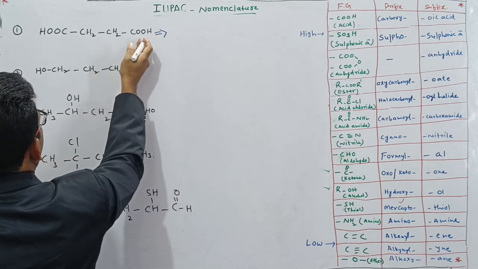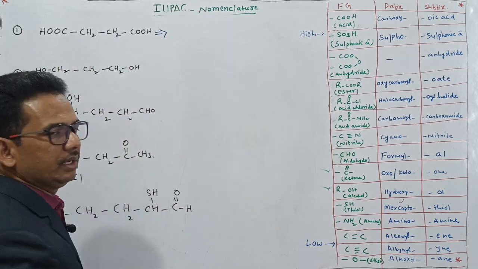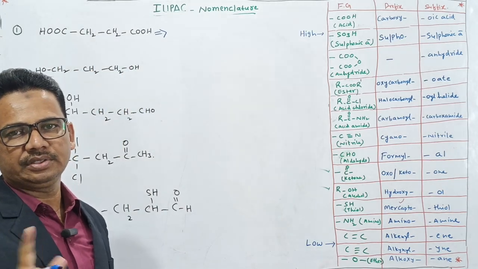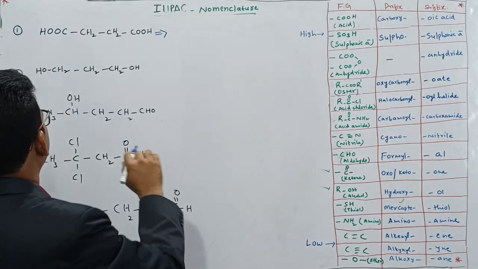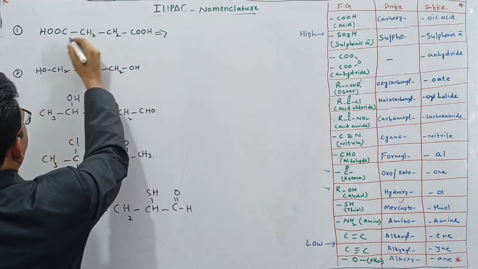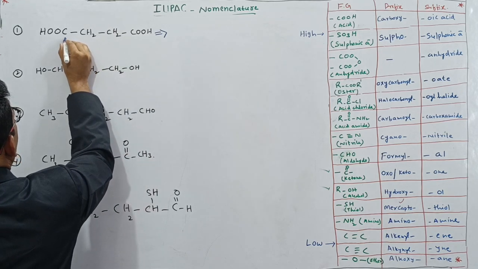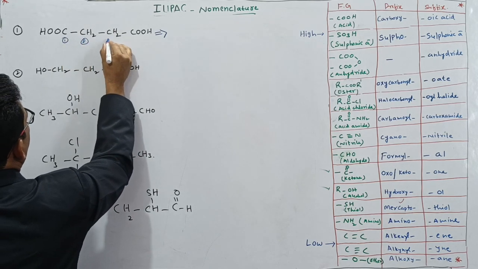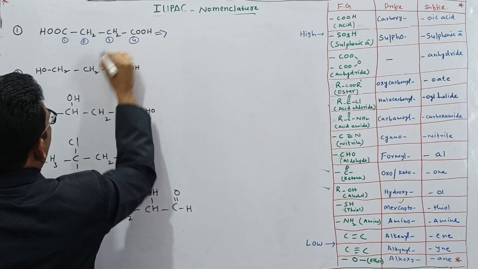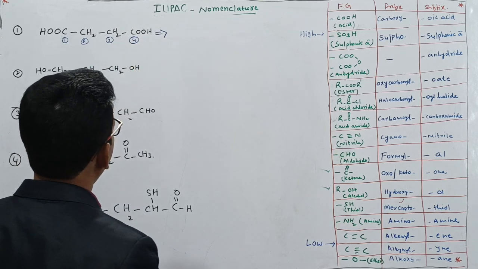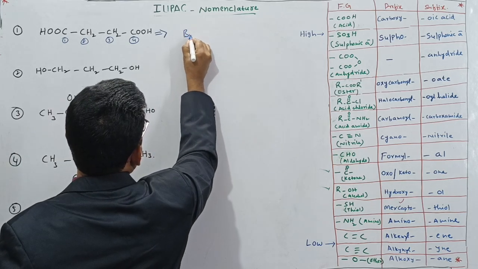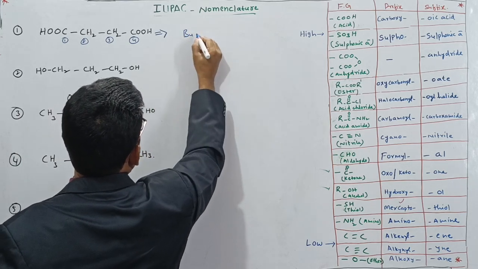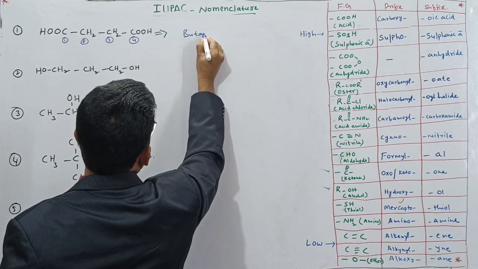Numbering you can give from this side or from that side, because at both ends the functional group is the same, the carboxylic acid. That's why you can give the numbering from either side. I will start from here: 1, 2, 3, 4. 4 means butane. Is it right? Butane. But is the word root. Okay, butane.